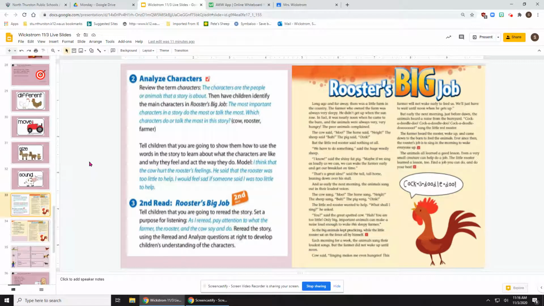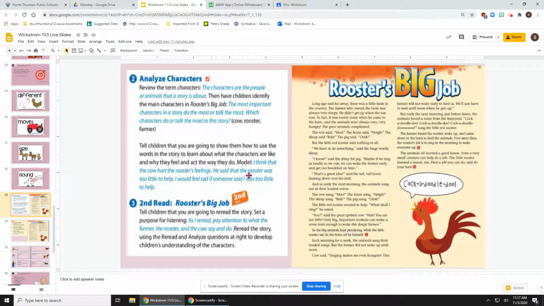So I want us to know about these words. I'm going to read to you a story. It's called Rooster's Big Job. This is a very special story because it's a fable. A fable is a kind of story that teaches a lesson. So at the end of the story, we will talk about what lesson the rooster learned in the story.